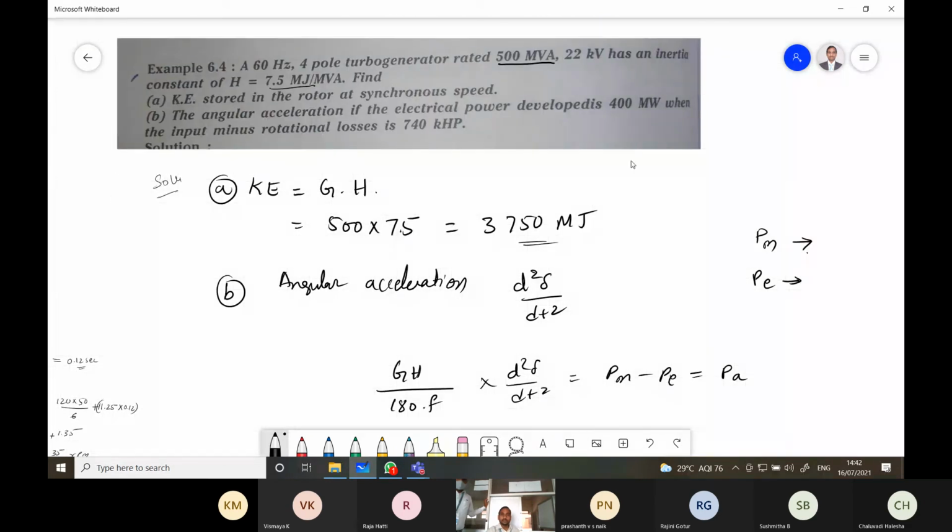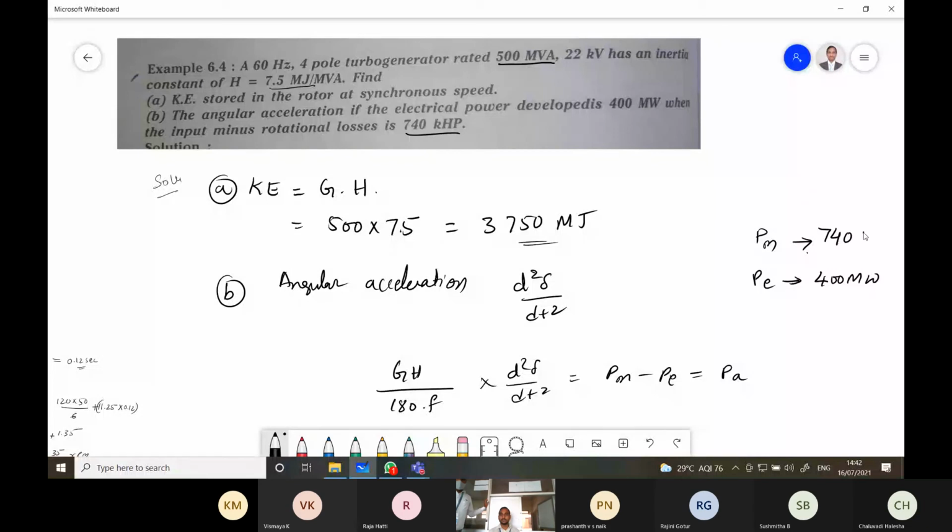So 400 megawatt. Okay. So that is your electrical power, 400 megawatt, and the HP rating is there, 740 kilo HP. So that is your mechanical power. Okay.